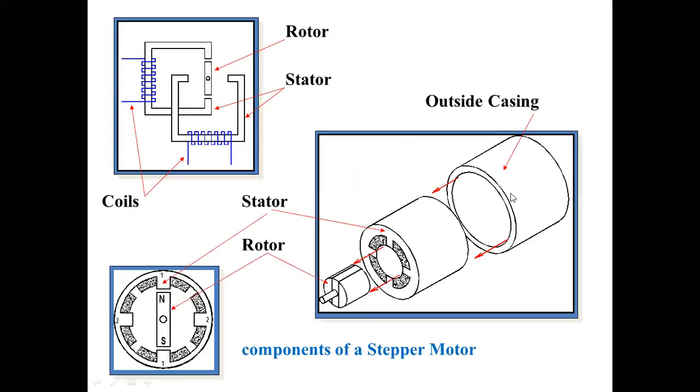And what are the main components in stepper motors? Stepper motors, what are the main components? Here, if you observe, these are the coils and these are the electromagnets, shown as an electromagnet, and these are nothing but the coils.